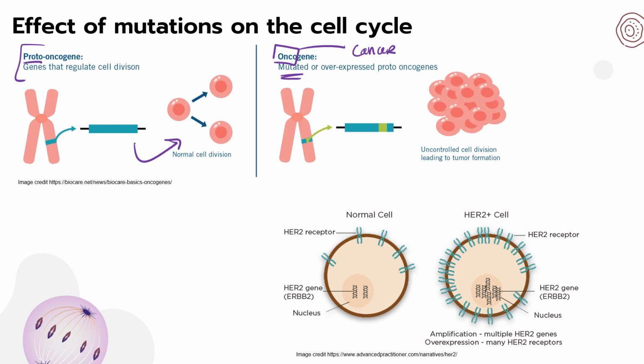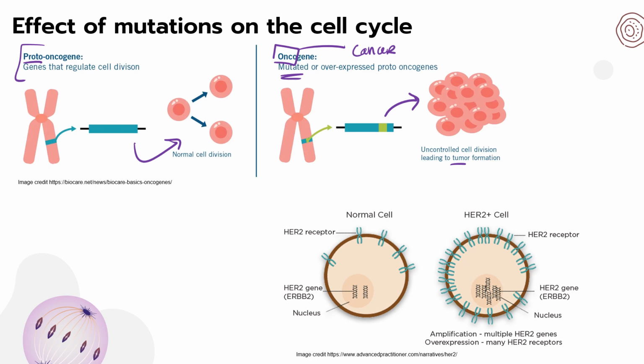When this oncogene is mutated, we're going to have too much of that growth factor being produced. Too much growth factor means too much cell division, and we end up with a mass of cells from all of that extra division. That mass is known as a tumor. And again, this is a symptom, a consequence of cancer.